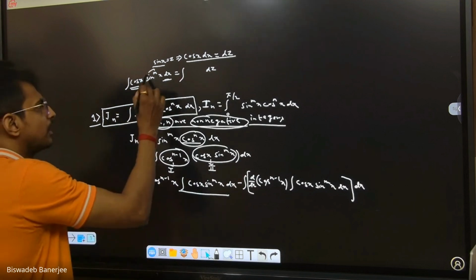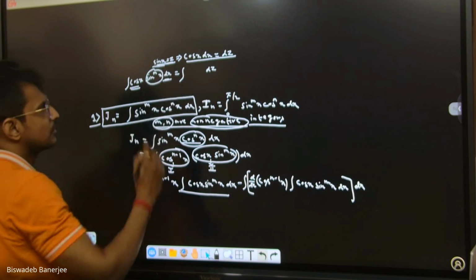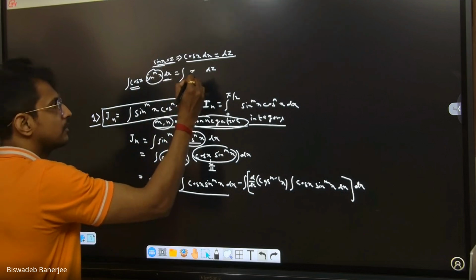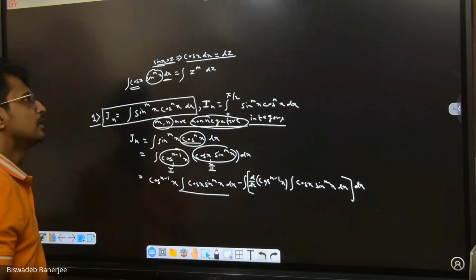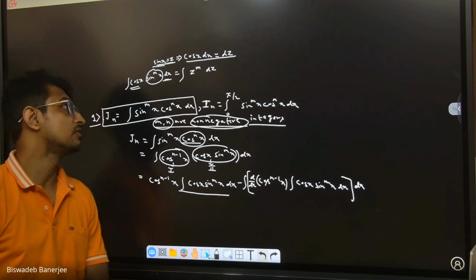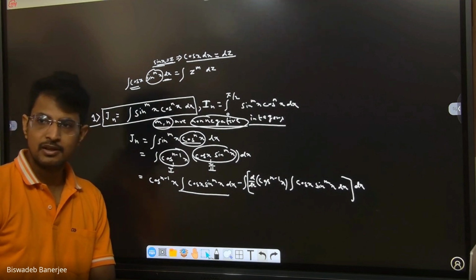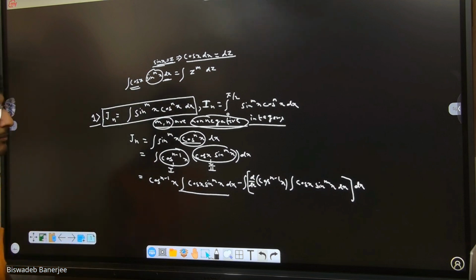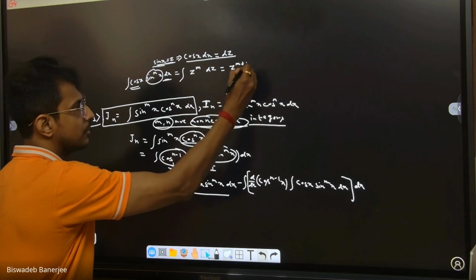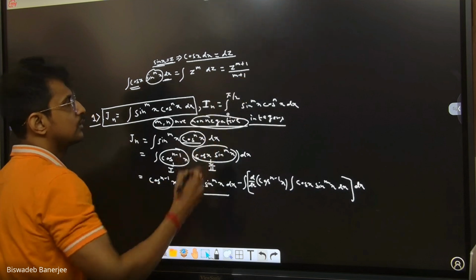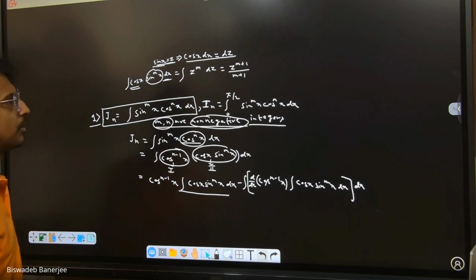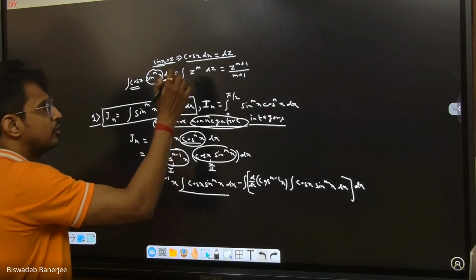And my sin to the power m x is what? My sin x is z. So sin to the power m will be z to the power m, because we have assumed sin x equal to z. Then integration of z to the power m is z to the power m plus 1 by m plus 1, and put the value of z here.